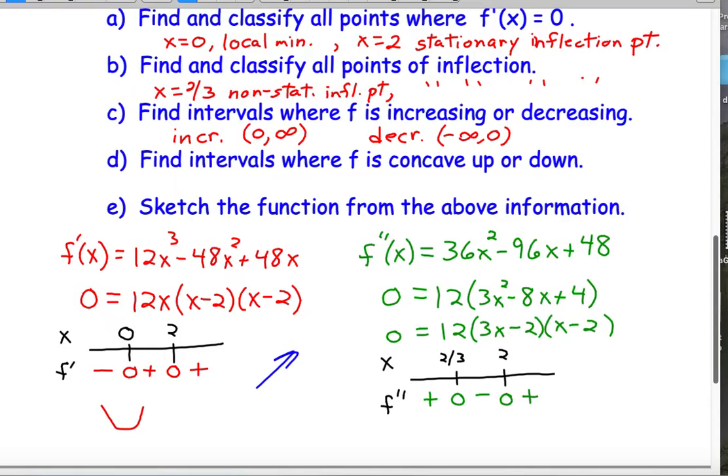All right, find the intervals where it's concave up, concave down. So concave up, from our green sign chart, we know it's concave up from -infinity to 2/3. Once again, I don't include the endpoints. IB likes to include them. And then also from 2 to infinity. And then it's concave down from 2/3 to 2.